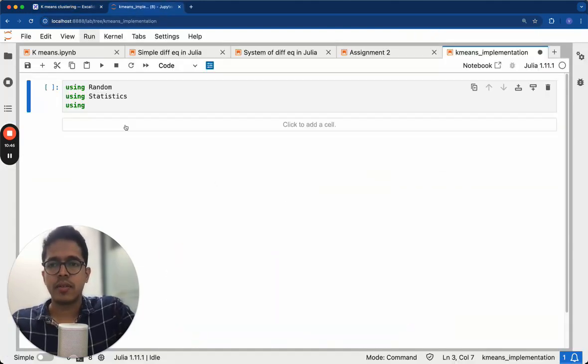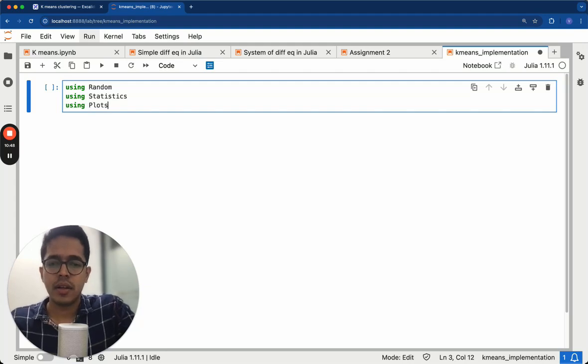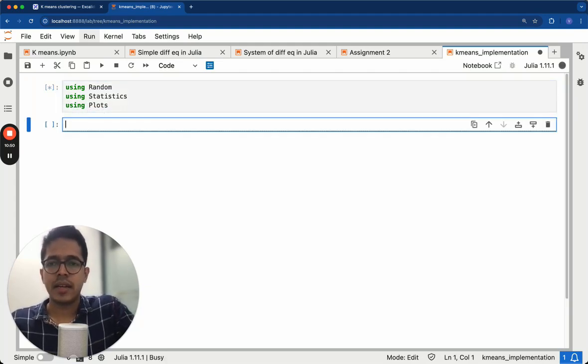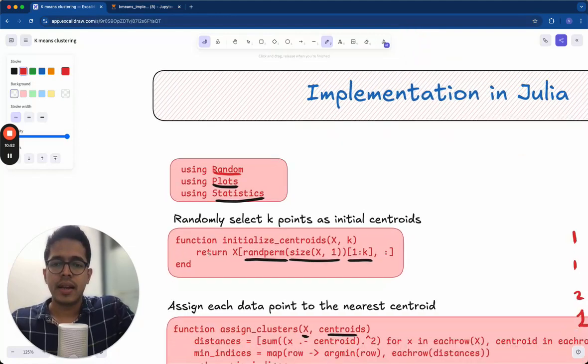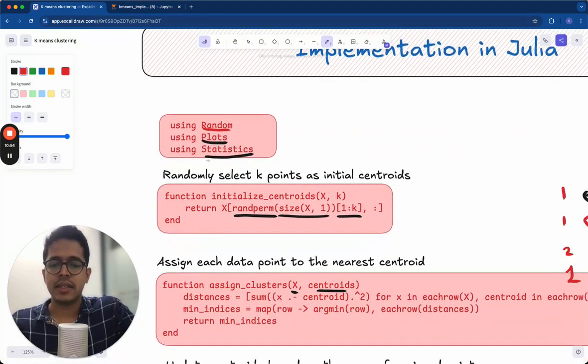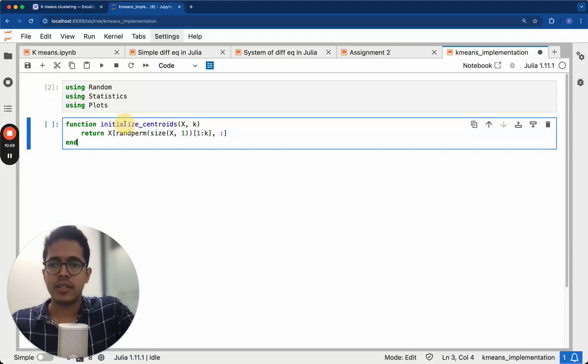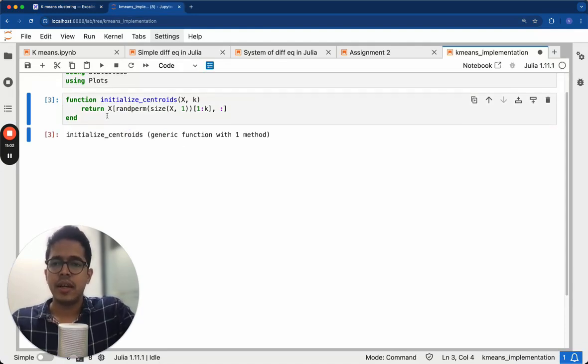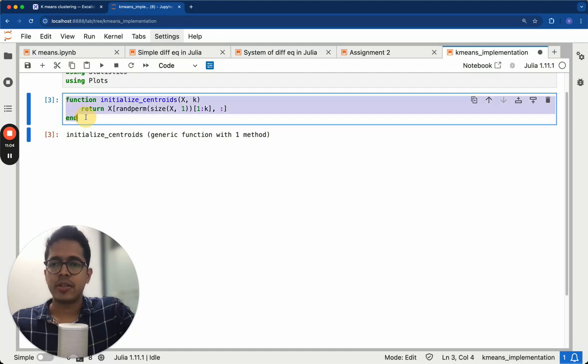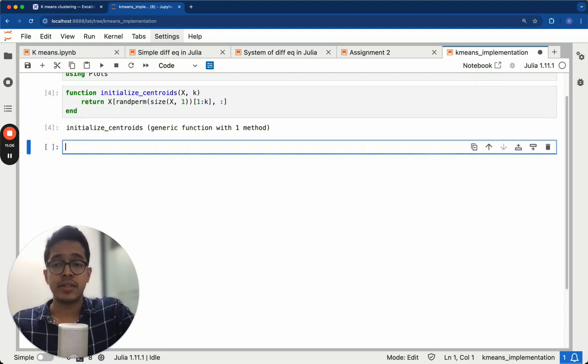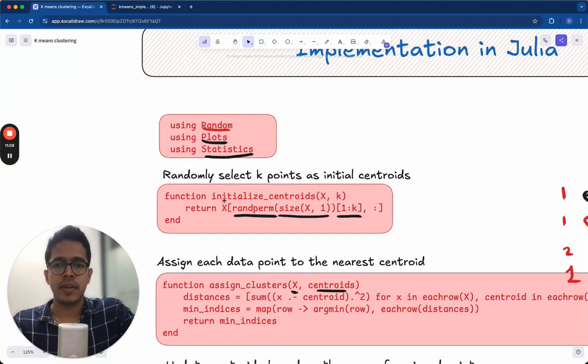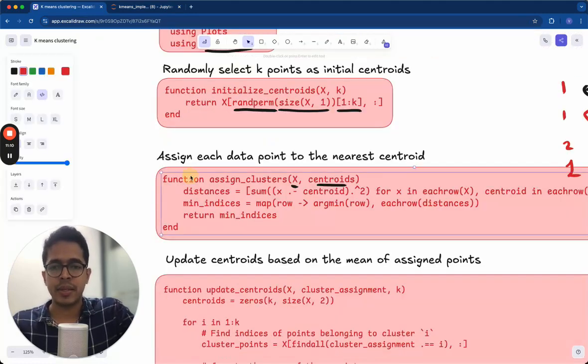Random plots, yeah, for plotting. So let's run this, fairly straightforward. And next is this function for initializing the initial centroids, basically selecting random data points as centroids. When we run this, nothing is going to happen because only the definition of the function is there. We are not yet calling the function, right? So we are not calling the function with any arguments yet.